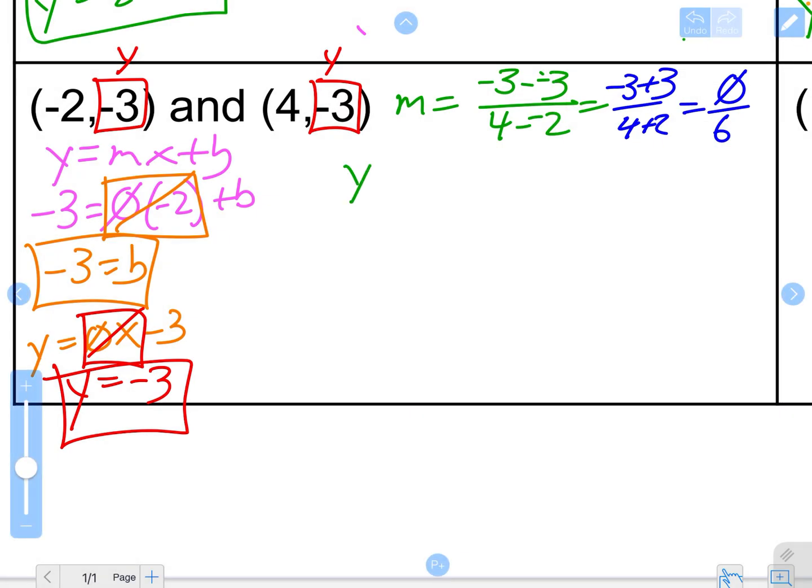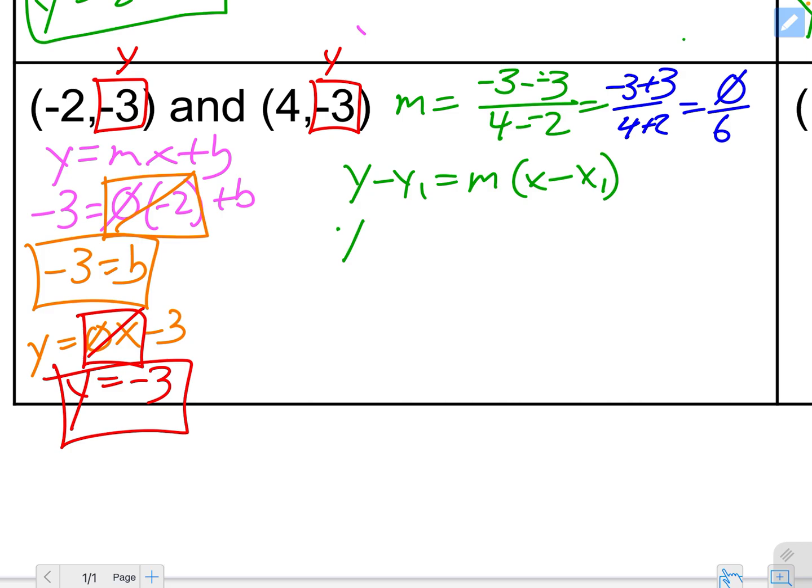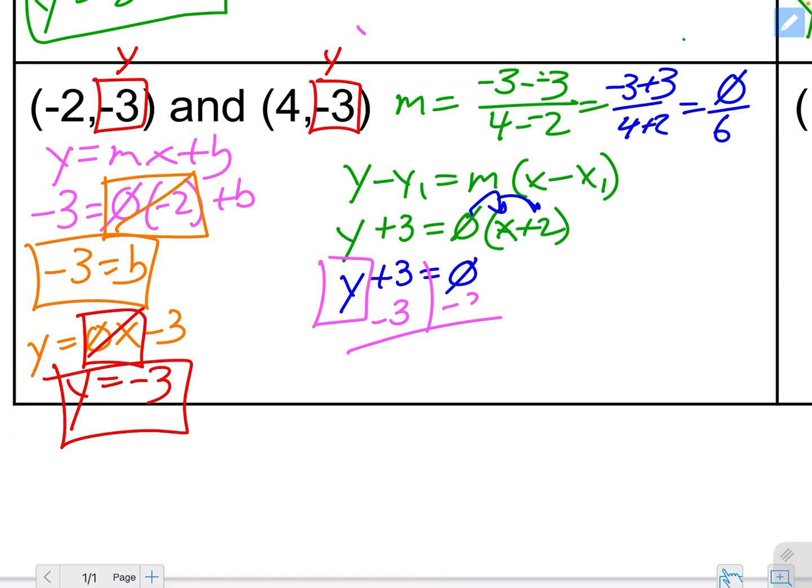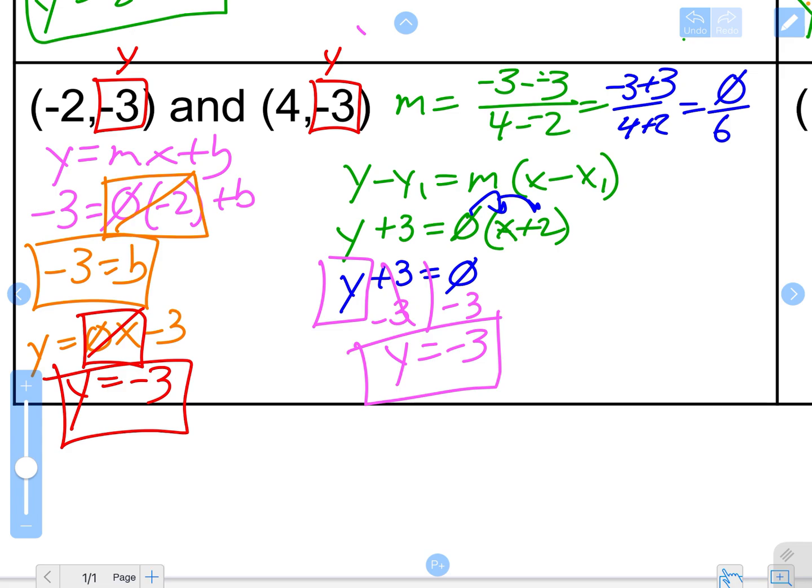All right, one more time. Y minus y1 equals m parentheses x minus x1. So y plus 3 equals 0 times x plus 2. Sorry, guys. So I need to distribute my 0, but anything times 0 is 0. So I get y plus 3 equals 0. I need my y all by itself. So what I do to one side, I need to do to the other. So y equals negative 3.